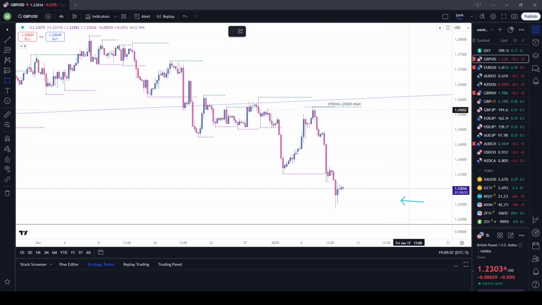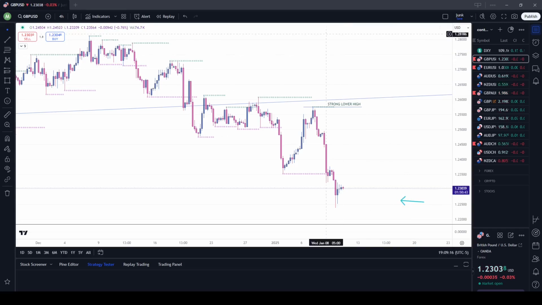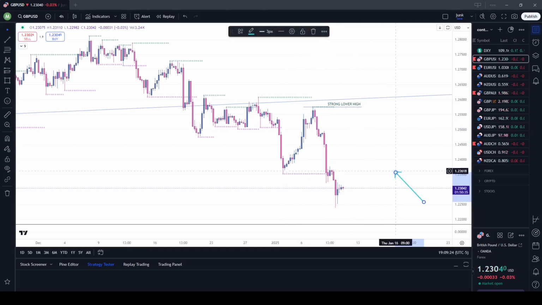And today we'll start with looking at GBP USD. As you can see here, it's been making lower lows and lower highs. It's still in the bearish range, lower lows, lower highs. It recently broke this lower low, so that makes this the strong lower high. And we'll map out the range that we're dealing with.